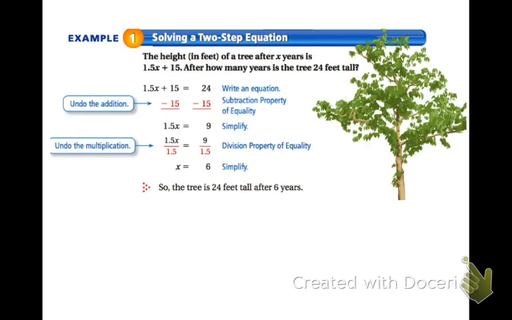So let's look at the problem. The height in feet of a tree after x years is given by this expression, 1.5x plus 15. After how many years is this tree 24 feet tall? So the equation would be 1.5x plus 15 is equal to 24. First, undo addition with subtraction and subtract 15 on both sides. Next, undo multiplication and divide both sides by 1.5 to get the answer of 6. It would be after 6 years.